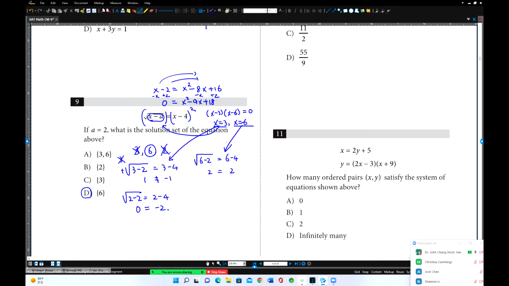Okay, we need to check it again. But when you check it out, this is wrong. Only this is working. Okay, that's why we don't have to solve the rational equations.